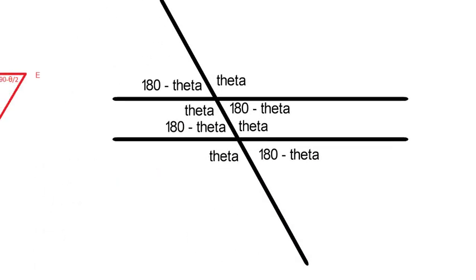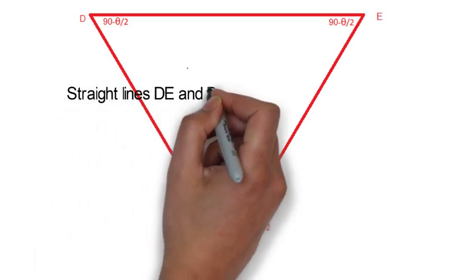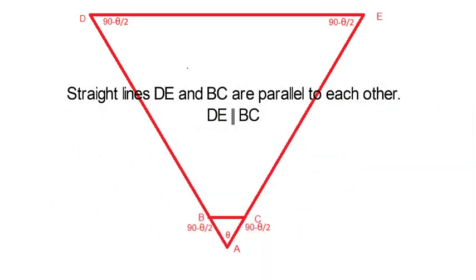We will return back to our diagram of the two triangles. It has two straight lines, DE and BC, which is cut by a third line ABD. The corresponding angles formed by the line ABD is equal in both lines DE and BC. That is, angle ADE equal to angle ABC, which is equal to 90 minus theta by 2. So if we use our above parallel lines reasoning in reverse here, we will observe that the lines DE and BC are parallel to each other.